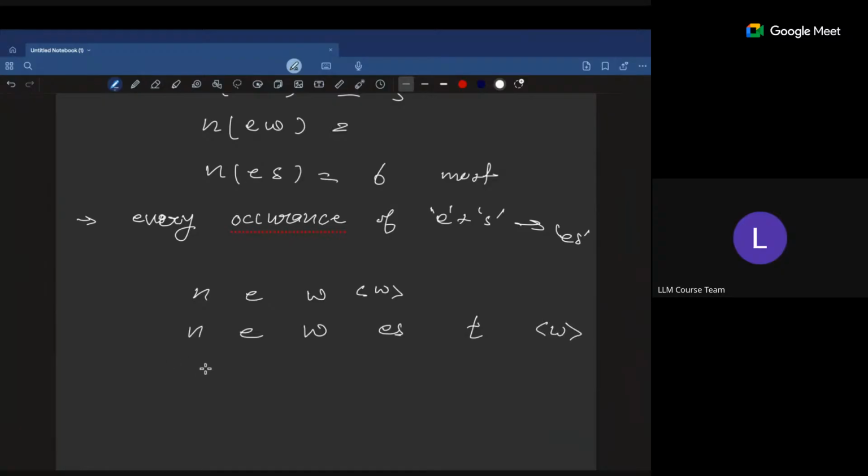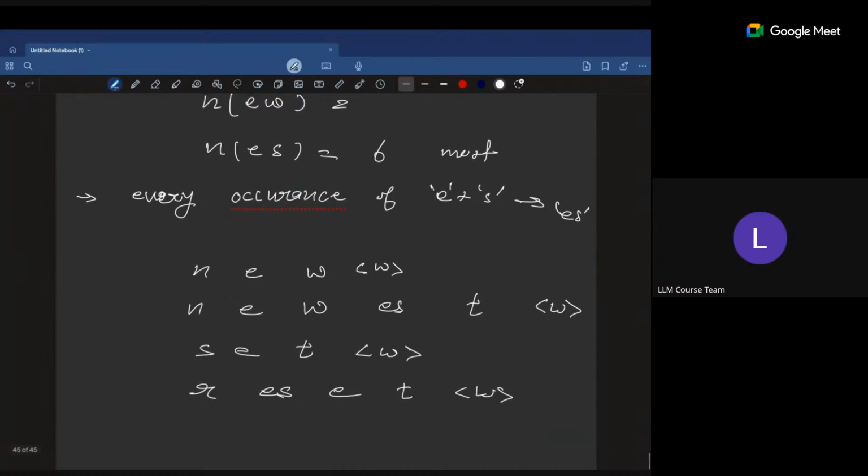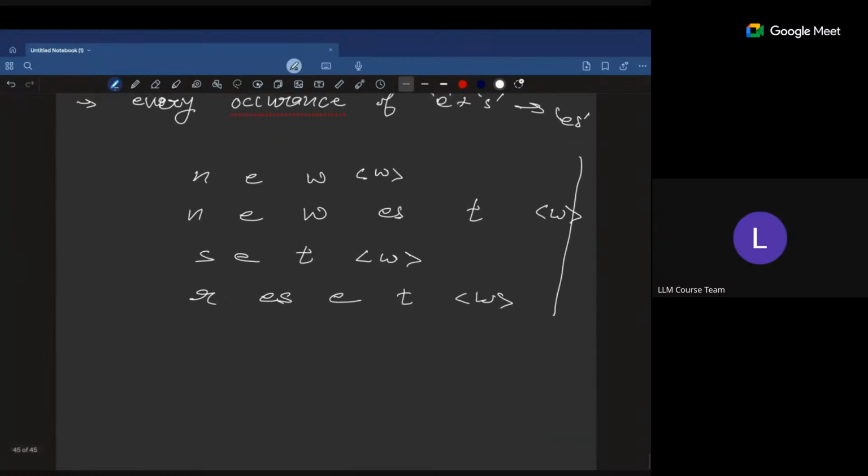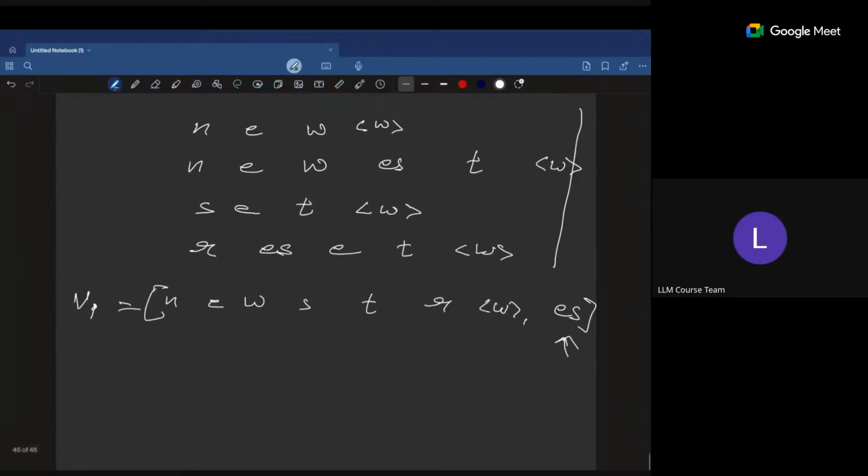And so here it will become SET, right? Here again I need not update. Here I need to update. What was that? Reset R. Yeah. So RESET, right? So this is how I updated my corpus, and the frequency will remain the same in the corpus. Your vocabulary now has the initial characters N E W S T R marker, and I've added one more token, that is ES, right? So one more token has been added.